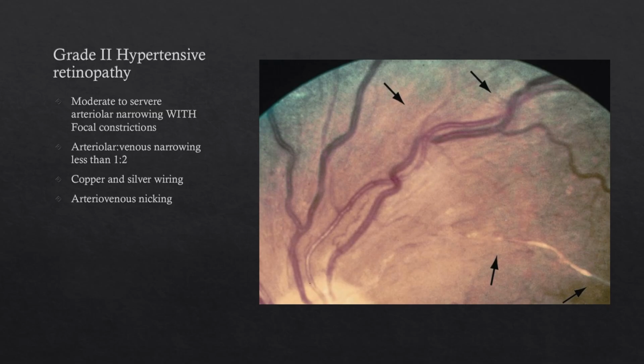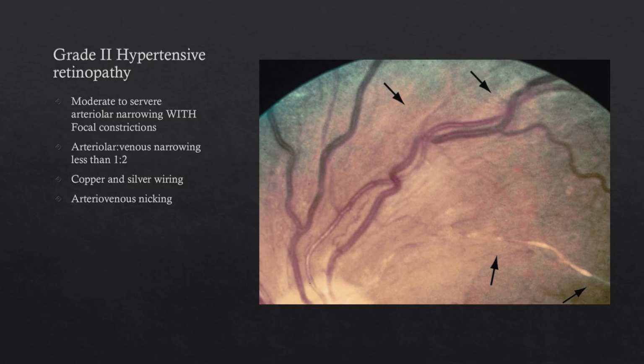Now, let's move on to grade 2 hypertensive retinopathy. The blood pressure will continue to increase. So what will happen? There will be more severe narrowing of the arterioles. There's also a phenomenon which I will discuss in a second, and we will see some focal constrictions.